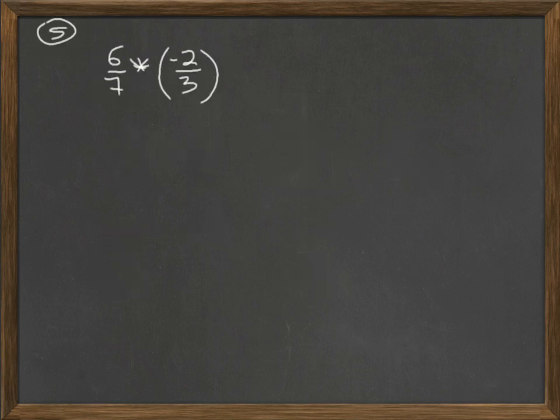All right, number 5. We have 6/7 times negative 2/3. Remember, I don't really need that tuxedo, those parentheses. They're probably just there to emphasize the fact that the fraction is negative and to group them together.